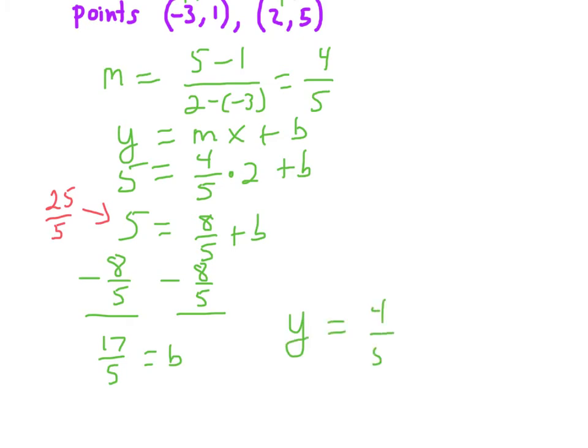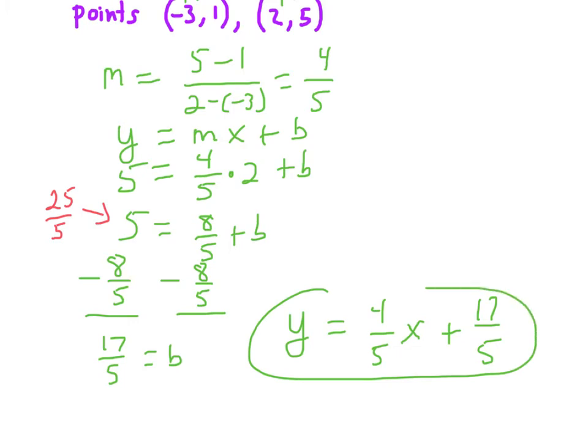So my equation is y equals 4/5 x plus 17/5. And notice that I used this point right here. I would have gotten the same equation if I'd used that. Just the work would have all come out to 17/5 for b, no matter what point I used there.